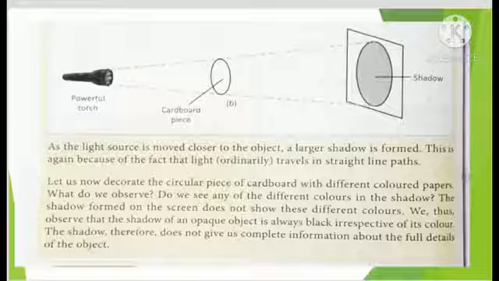From this activity, we can say as the light source is moved closer to the object, a larger shadow is formed. So we can conclude in this way: if the distance between the source of light and opaque object is less, the shadow grows bigger, and if the distance is more, the shadow is shorter.